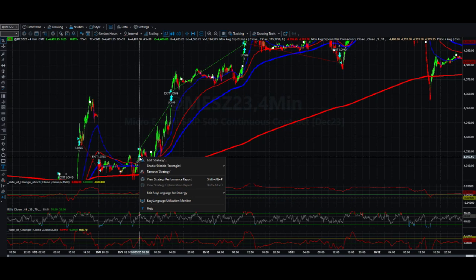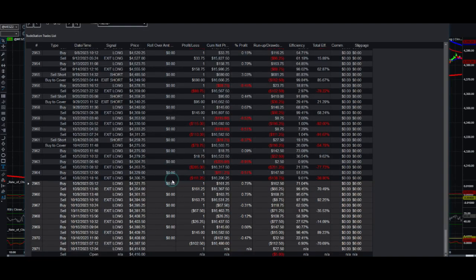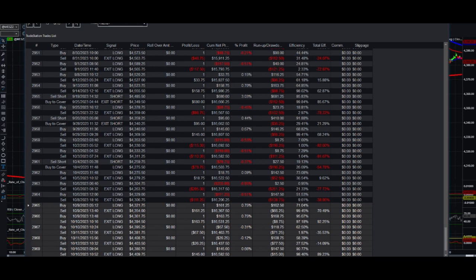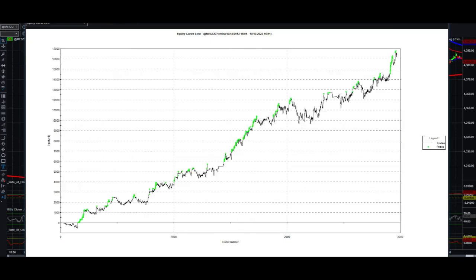Now, if you right click on the actual trade here, you can see view strategy performance report, and then I'm going to go to the performance graph. So everything in this algorithm is going to be tracked against 10 years of data, because I backtested this algorithm quite significantly, right? So in 10 years of data, this program yields $17,000 per mini contract.